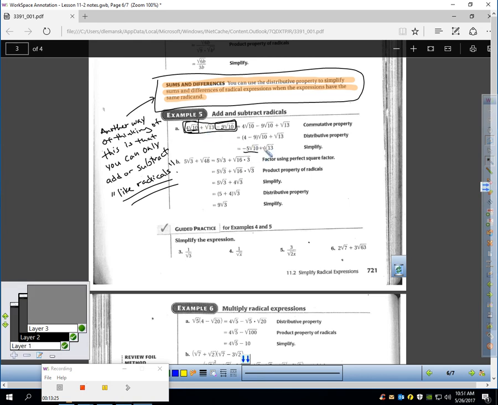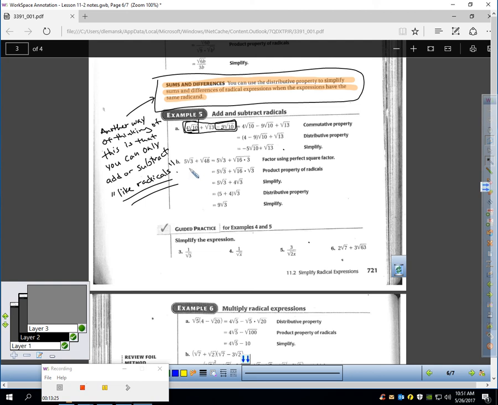plus I have radical 13. I cannot add these together because these are not alike. So this is the best I can do to simplify my problem. I have negative 5 radical 10 plus radical 13. Now, the square root of 10, there's no perfect square. 4 and 9 don't divide evenly into 10 or 13, so I can't simplify those radicals anymore.